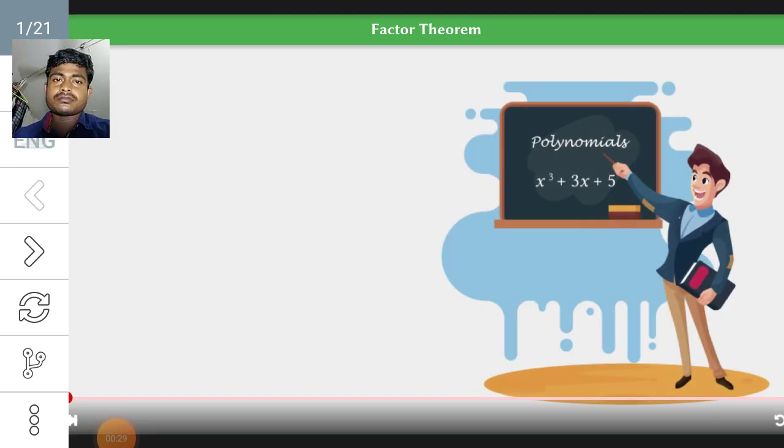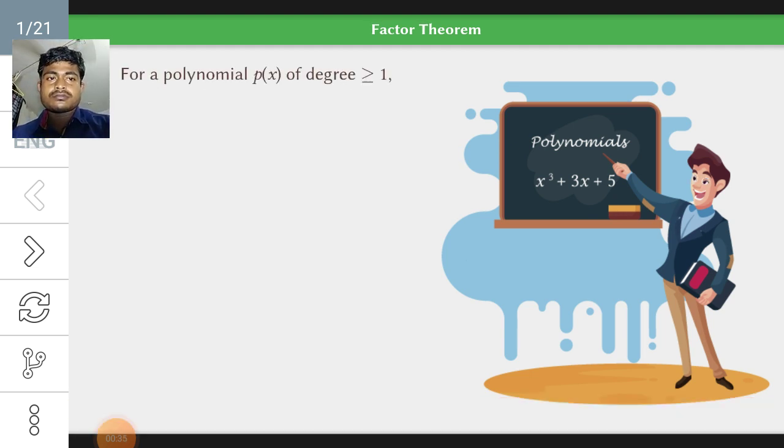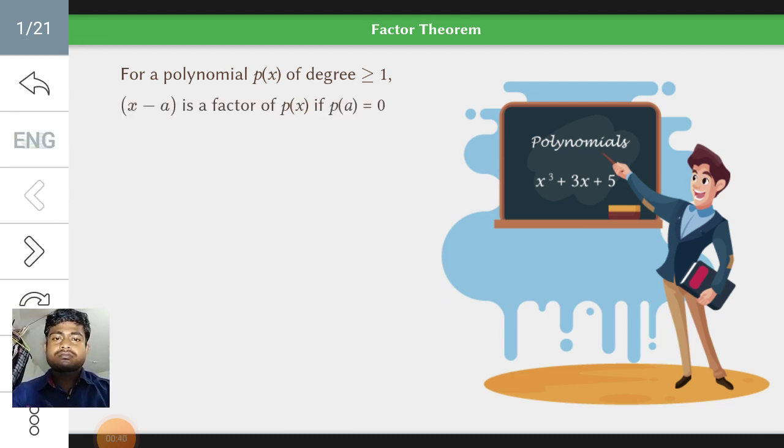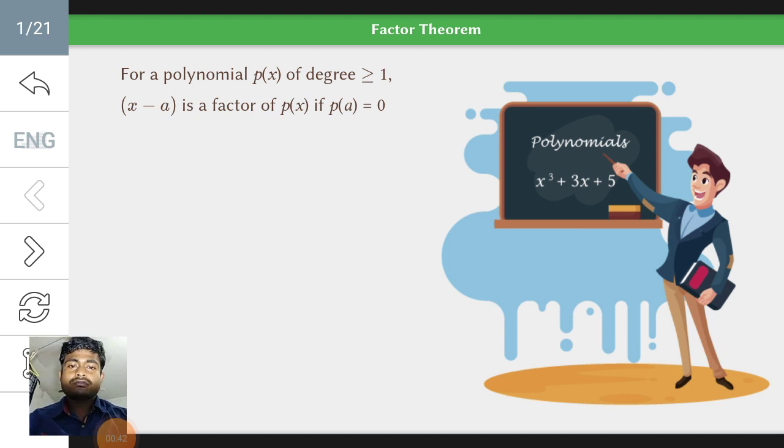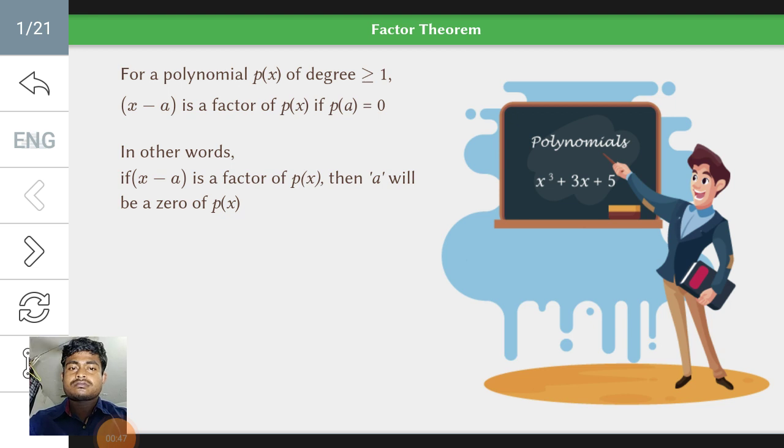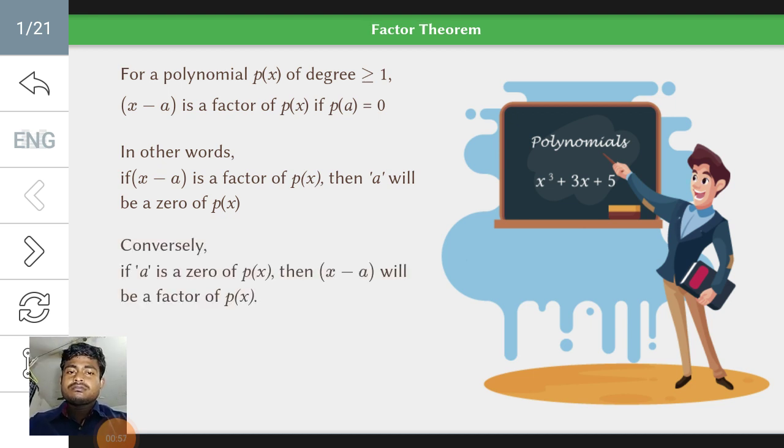The factor theorem states that for a polynomial p(x) of degree greater than or equal to 1, x minus a is a factor of p(x) if p(a) is equal to 0. In other words, if x minus a is a factor of p(x), then a will be a 0 of p(x). Conversely, if a is a 0 of p(x), then x minus a will be a factor of p(x).